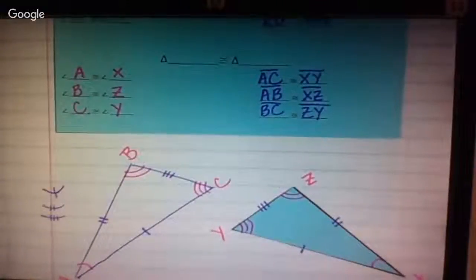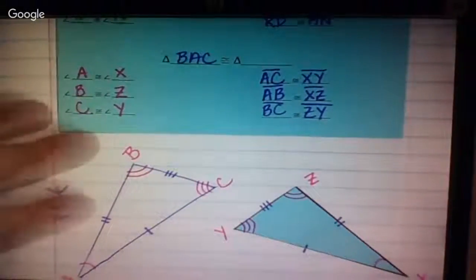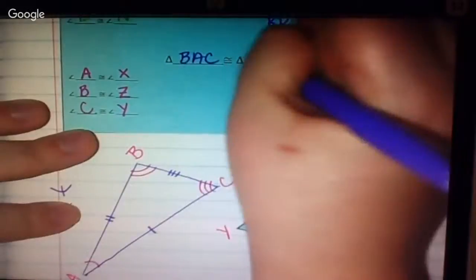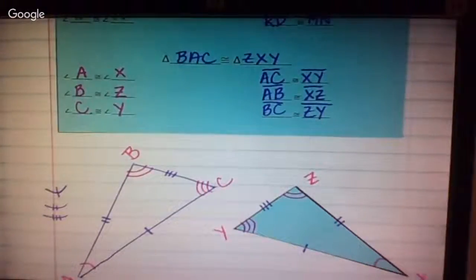Okay, so the last thing I need to do is be able to write my congruent statement now that I know what's congruent. So if I do triangle BAC, ZXY. You can put the first triangle in any order that you want. You just have to be careful when you name that second one that the angles go with the proper angles.